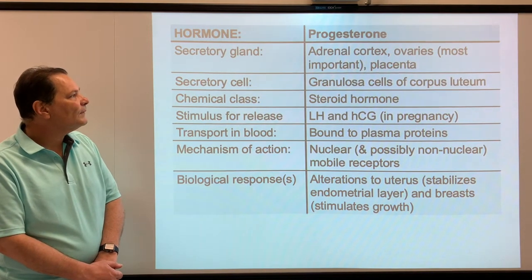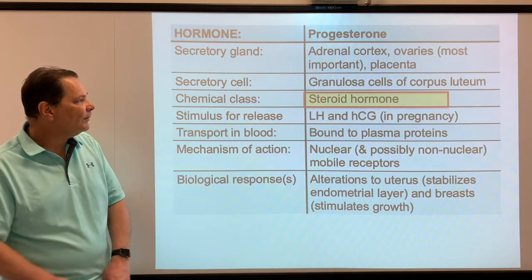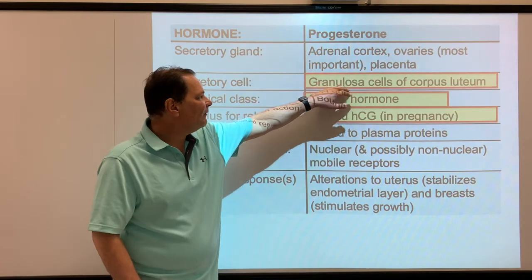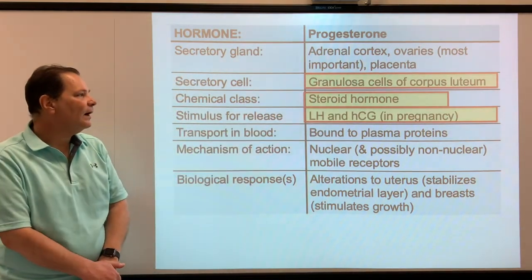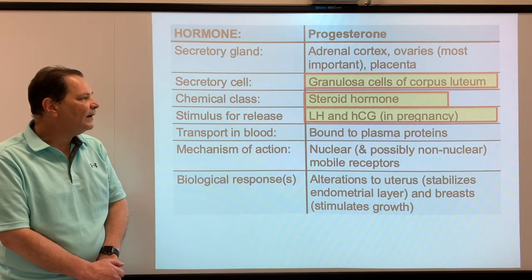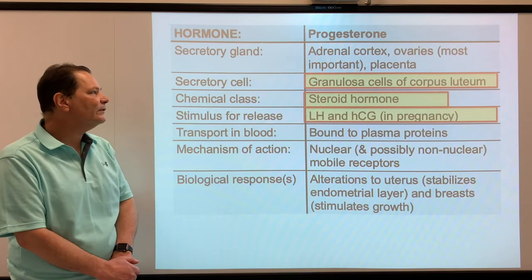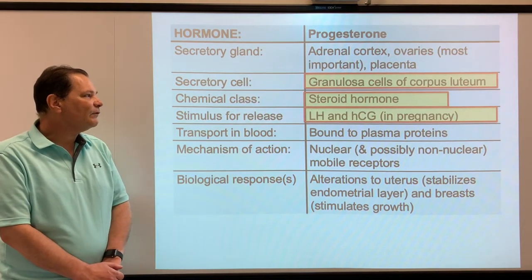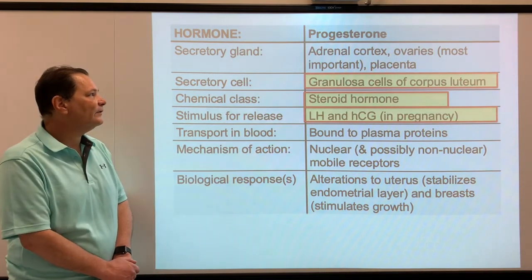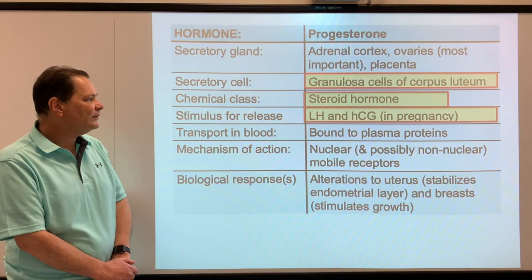Progesterone is also a very important steroid hormone in the female. It is produced by granulosa cells, mostly those in the corpus luteum. As you will find out in a moment, there is a luteal phase of the cycle where granulosa cells transform themselves into the cells of a corpus luteum, and these are very good at secreting progesterone and some estrogen as well.